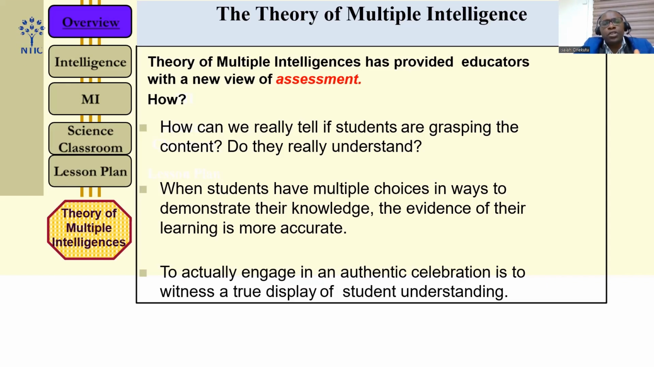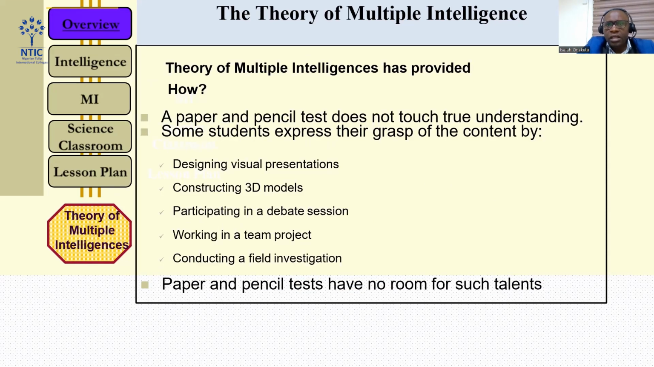When students have multiple choices in ways to demonstrate their knowledge, the evidence of their learning becomes more visible and more accurate. And that is true. We need to present to them multiple ways in which they can learn. That is to say, we need to identify their abilities with respect to these various intelligences. To actually engage in an authentic celebration is to witness a true display of student understanding. And this can be done when we factor in their intelligence. And now, the theory of multiple intelligences has shown how a paper and pencil test does not touch true understanding.